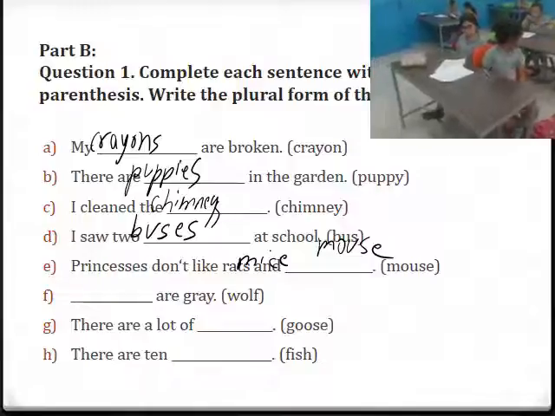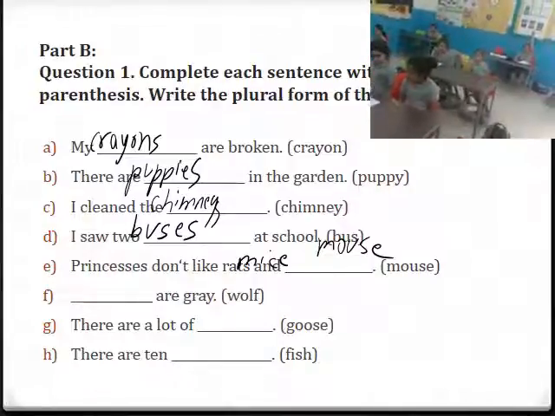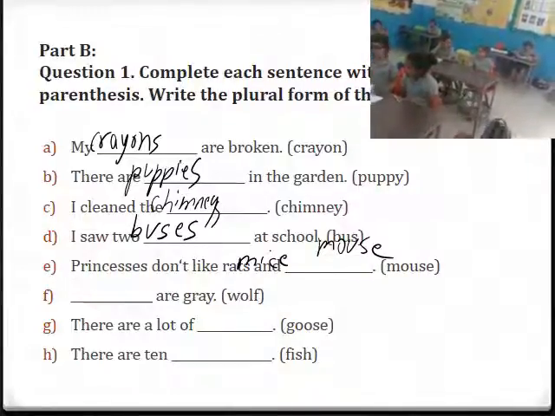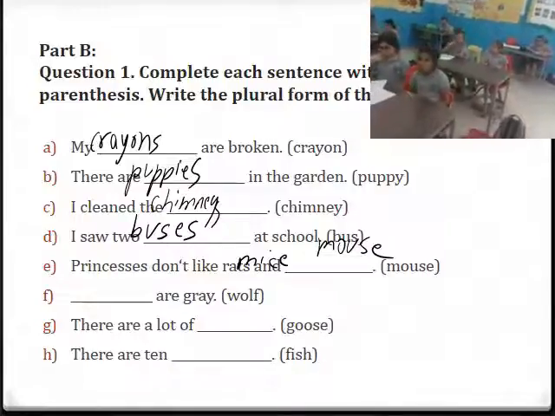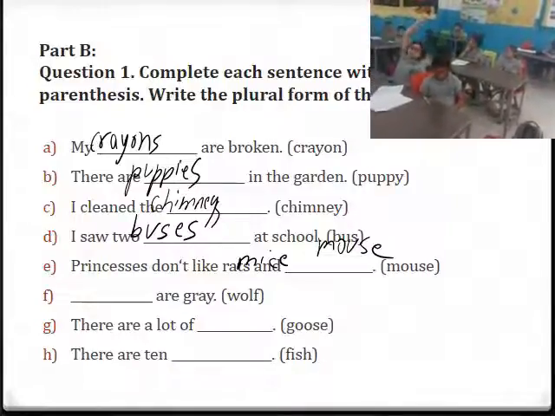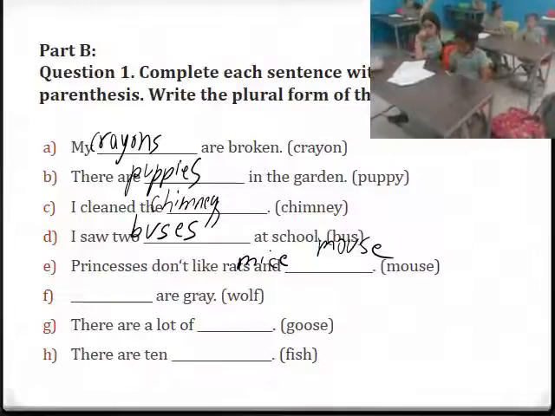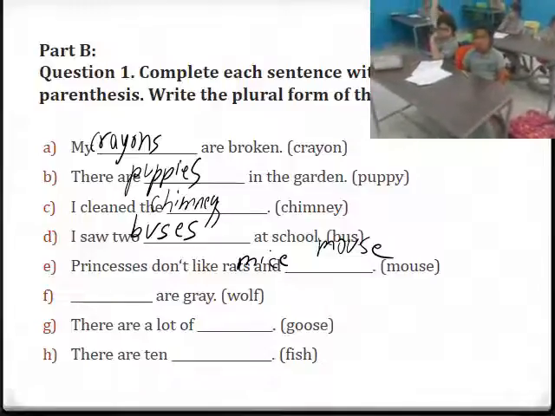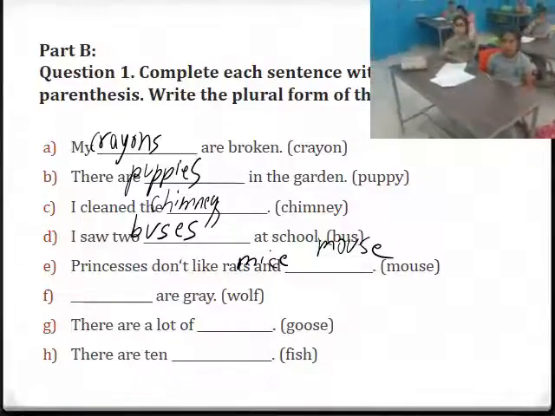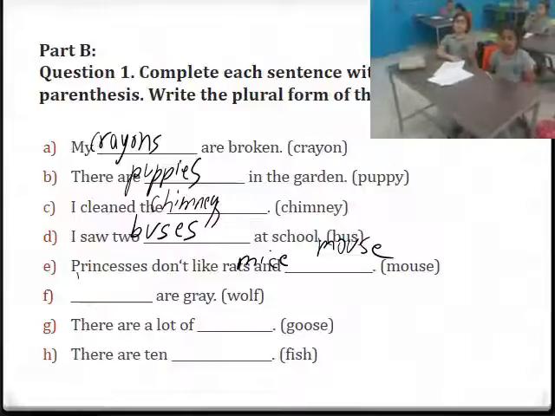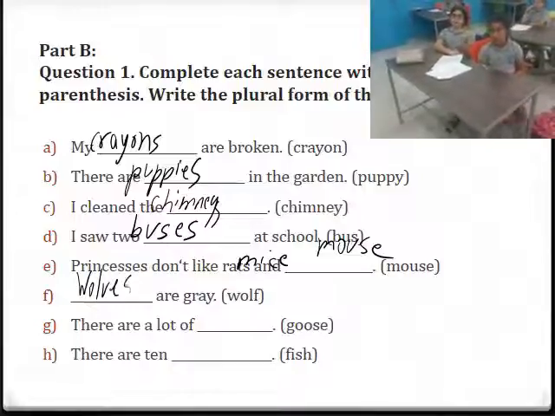Okay, next one. Yes, Tia? Wolves are brave. Wolf is singular. How do we change it to plural, Yara? Wolves. We remove the F and add VES. Very good.